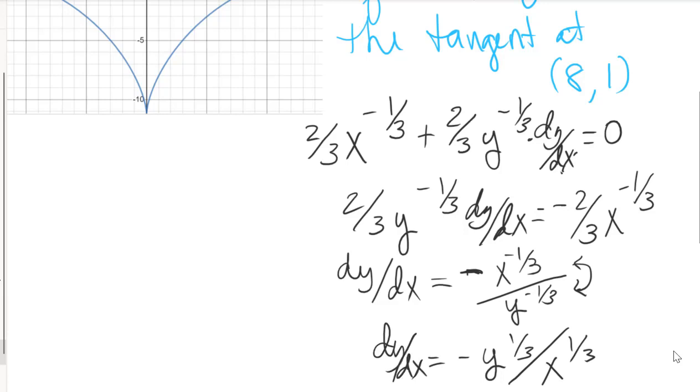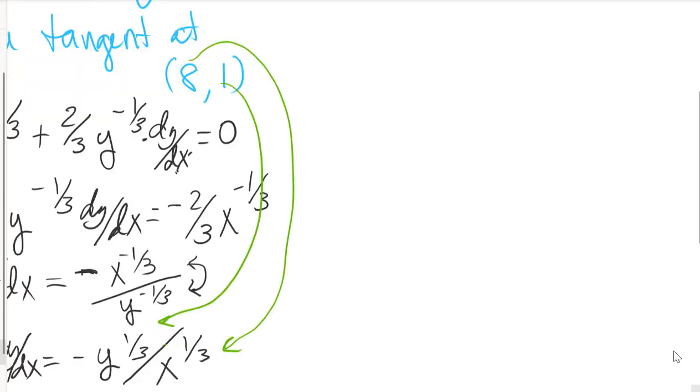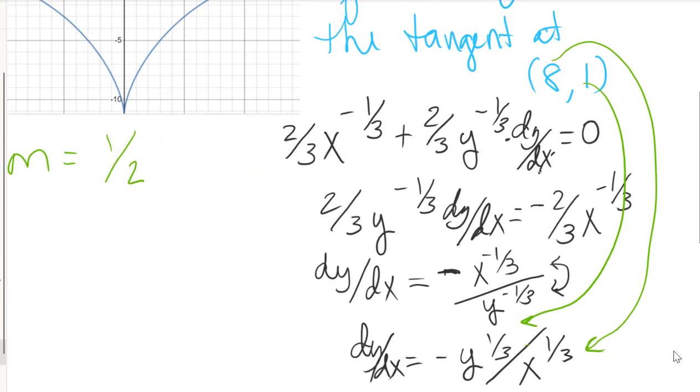But what I really asked for was the equation of the tangent line. So in order to do that, I need a slope. In order to find the slope, I need to plug 8 in for x and 1 in for y. So when I do that, my slope, or m, is going to be 1/2, because 1 to the 1/3 is 1, and 8 to the 1/3 is 2. So all I did was plug in 1 for the y and 8 for the x, and I get 1/2.